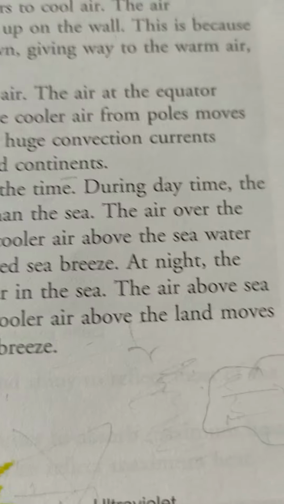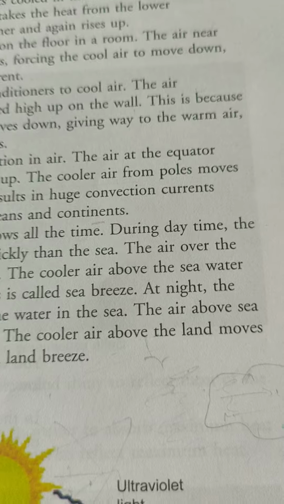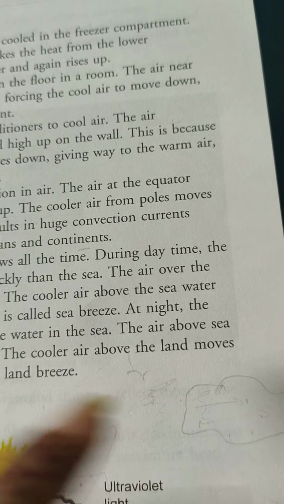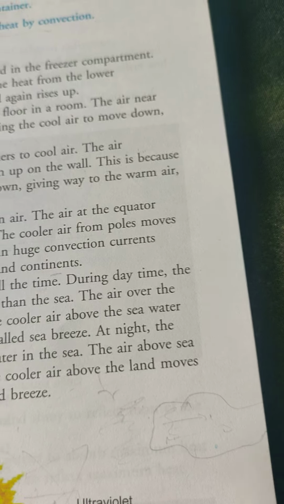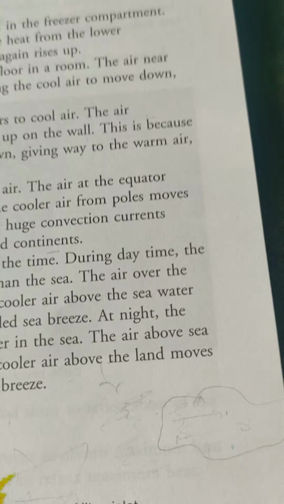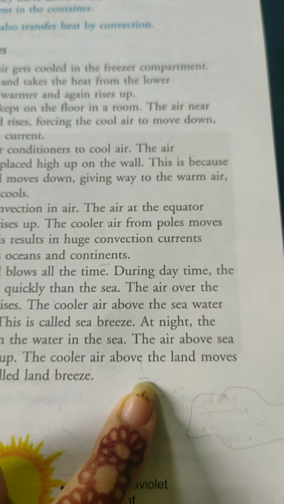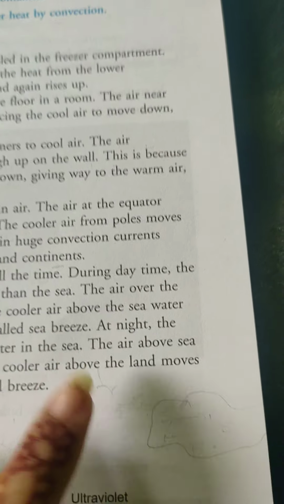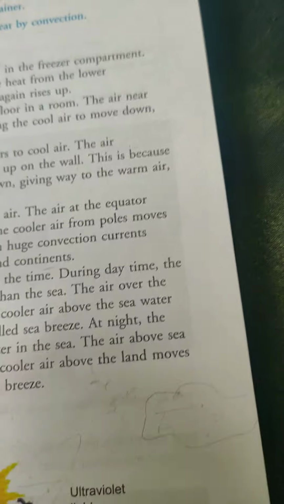First thing, and the second thing is, land cools faster as compared to the sea. Once the sea is heated up, it will take a lot of time to cool down. But once the land is heated up, it will take less time to cool down. Means land gets heated faster and cools faster, while the sea gets heated slower and cools slower.